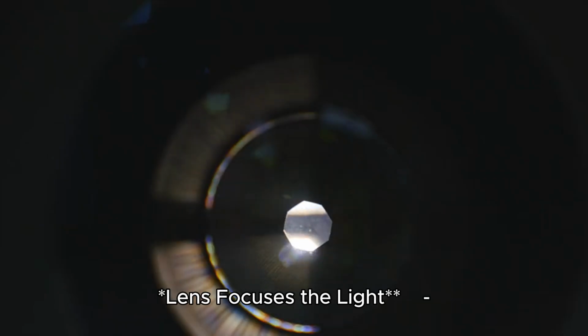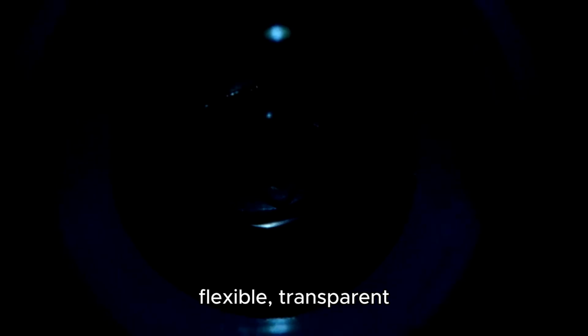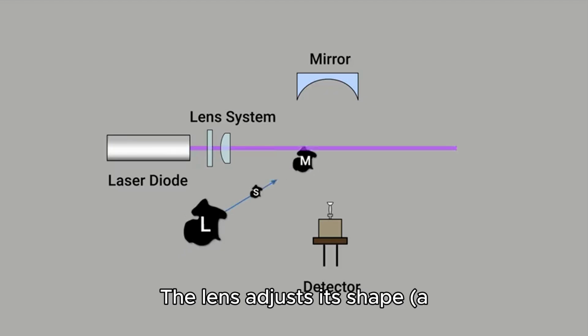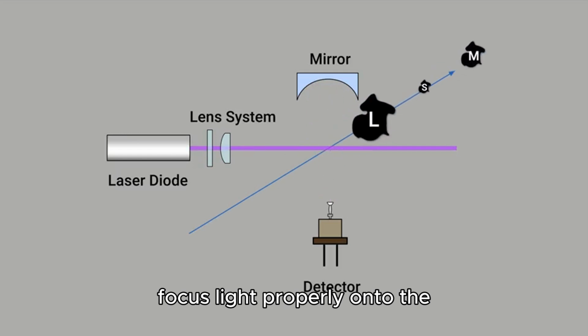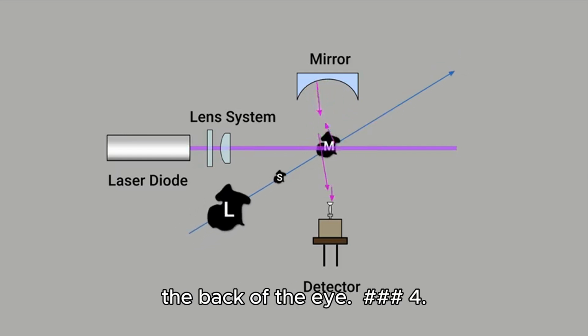3. Lens focuses the light. The light then passes through the lens, a flexible, transparent structure behind the pupil. The lens adjusts its shape, a process called accommodation, to focus light properly onto the retina, which is located at the back of the eye.